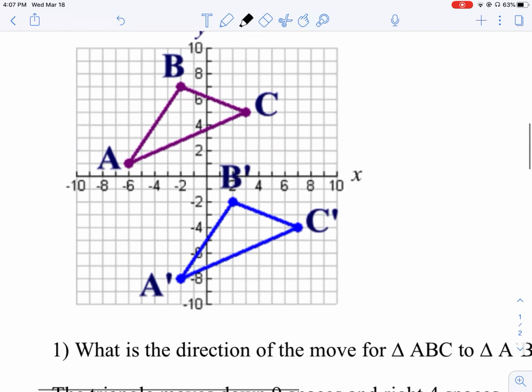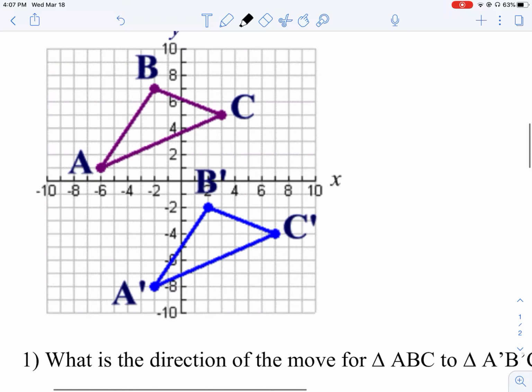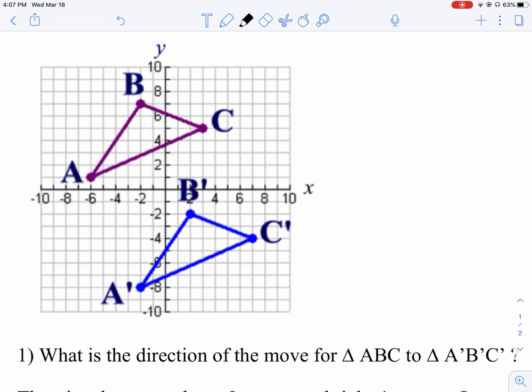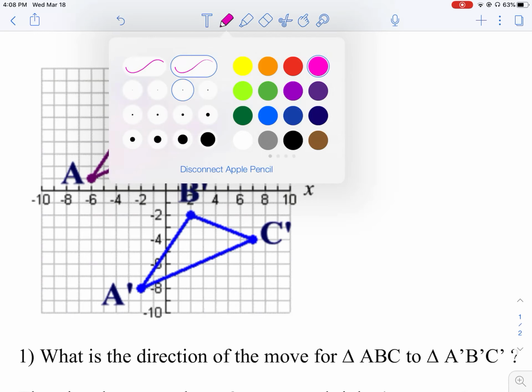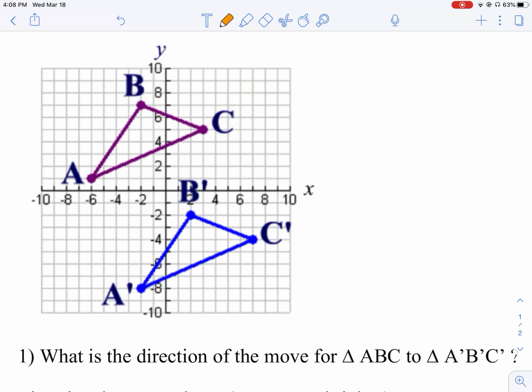We're going to take a look at this one, and we're going to see how this triangle moved. Okay? So I'm going to choose any letter, and I'm going to choose a color. I'm going to choose orange here. And I'm going to see if this triangle went down and to the right, or did it go to the left and up?